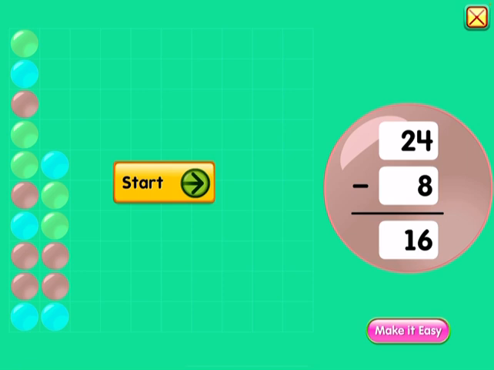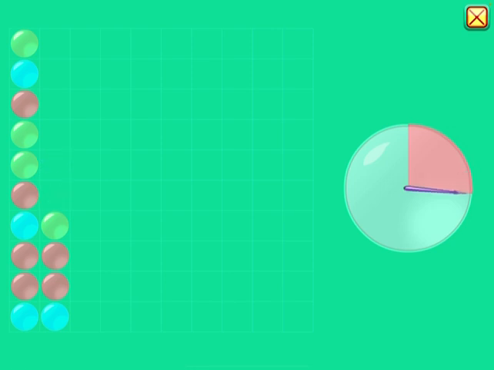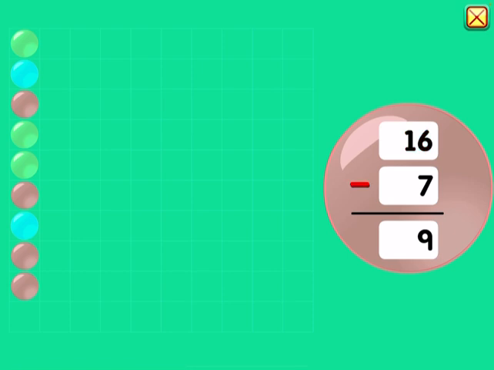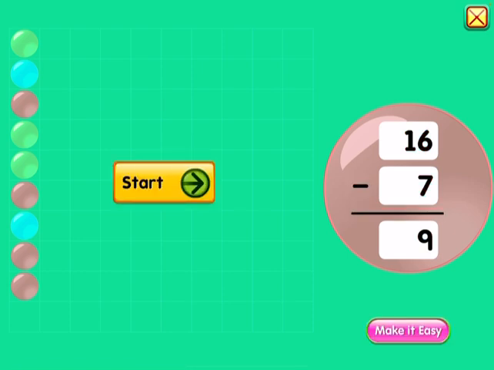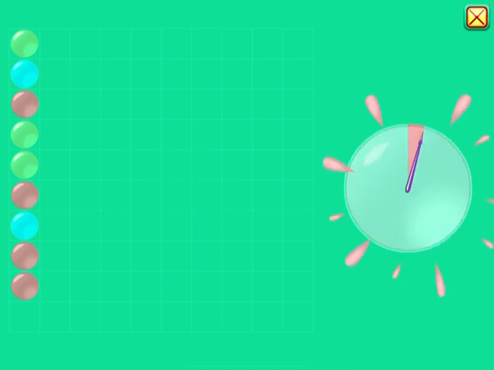Round thirteen. Ready, set, go. What was that? Oh, the crank is stuck and the roof won't close. 16 minus 7 equals 9. Round sixteen. Ready, set, go.